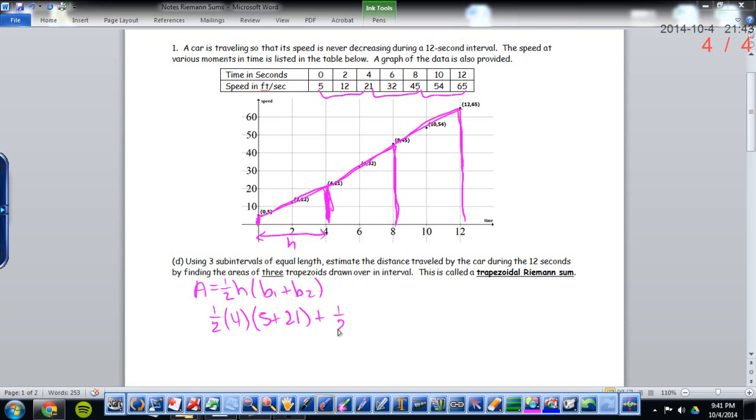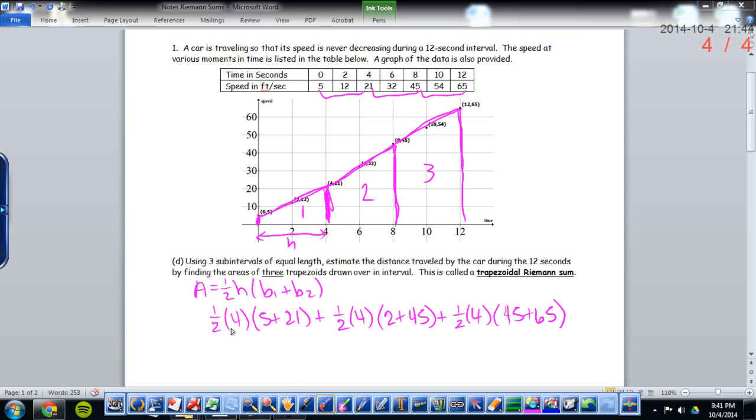Okay, and then my second trapezoid, again, I'm going to use the 1/2 as part of the formula. The height of that trapezoid is 4, and then the sum of the bases of this second trapezoid, here I'll number the trapezoids for you, the sum of those bases is going to be 21 and 45. And then my third trapezoid is going to be 1/2 times 4 times, and then the sum of those bases is 45 and 65. All right, and then we would add all that up and type it into our calculator.